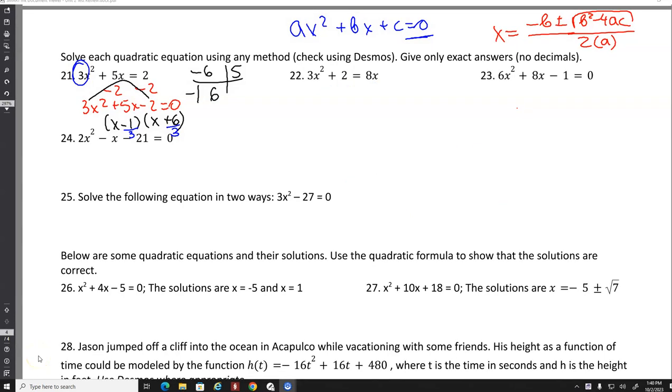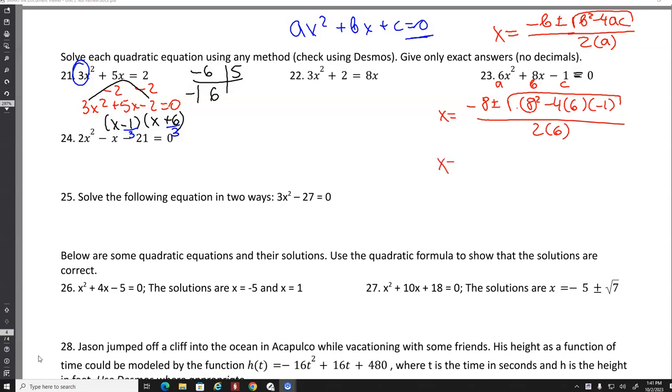All right, now question 23. It is set up equal to 0, so we don't need to move anything. Again, I cannot find two factors that multiply to negative 6 and add to 8. So I'm going to use the quadratic equation. This is my a, this is my b, this is my c. So x equals negative b, which is negative 8, plus or minus the square root of 8 squared minus 4 times 6 times negative 1, all divided by 2 times 6.